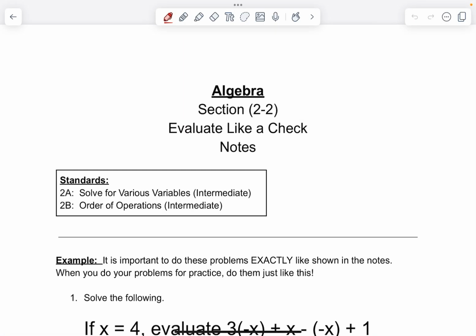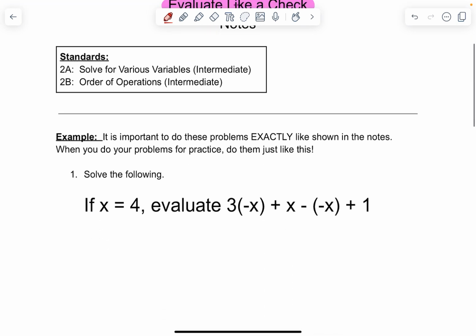This next section, we're going to look at Chapter 2, Section 2. Notice that we are going to look at evaluate like a check. So essentially what we're going to do is not have the problem side on the left-hand side. We're just going to do the check. So this actually is a pretty easy section for us.